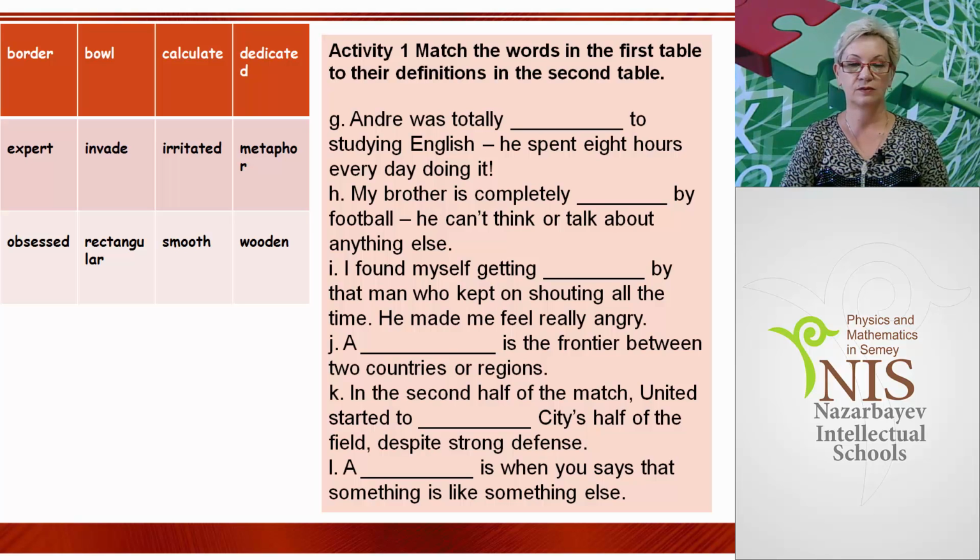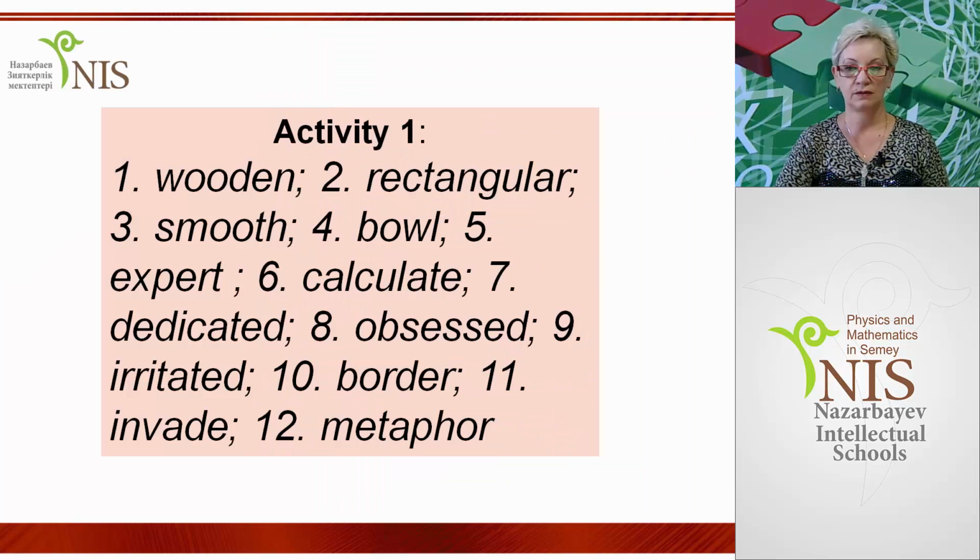Again, please look on the left side in the first table and match the answers to the second table. And the right answers are the following. Number 1, wooden. Number 2, rectangular. 3, smooth. 4, bowl. 5, expert. Calculate, dedicate, obsessed, irritated, border, in weight and metaphor.